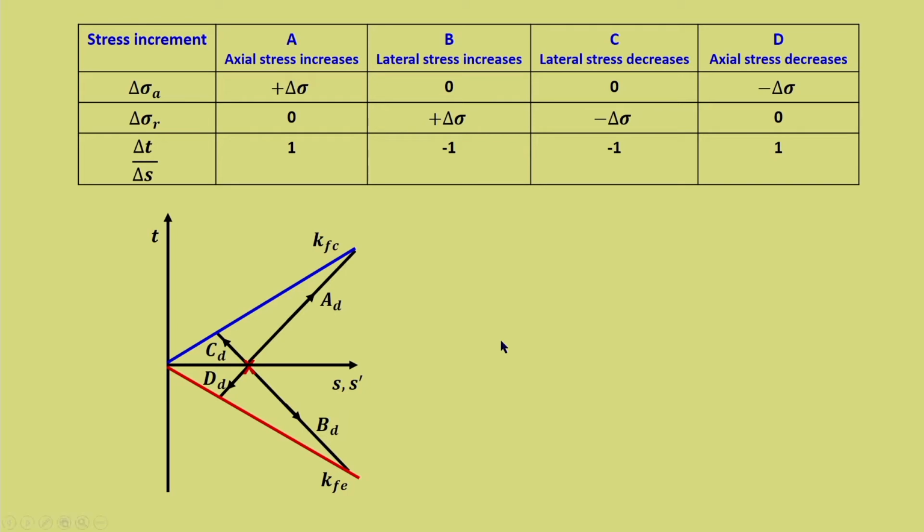Now, we have drawn the drained stress path. What about the undrained stress path? We have already seen that the undrained stress path is basically governed by the A value, and whatever the condition, the expression remains the same. So, this is a typical undrained stress path, and depending upon the A value, the effective stress path would either shift towards the left or towards the right.